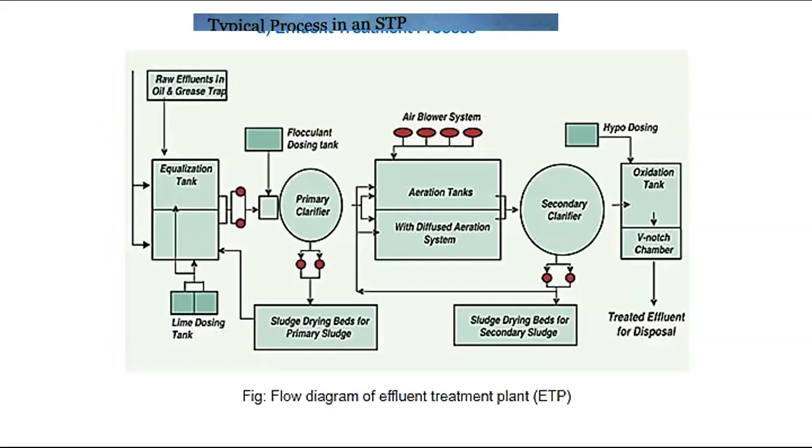Here I am showing the ETP flow chart. In this ETP, the raw effluent at first is the same as in the STP. Raw effluent, this is the drain. You connect the raw effluent after the oil separator, and then connect into the equalization plant. In the equalization tank, lime dosing also happens. They put in the lime.